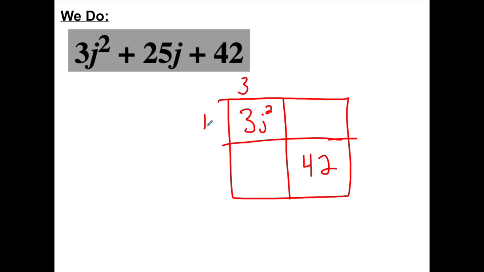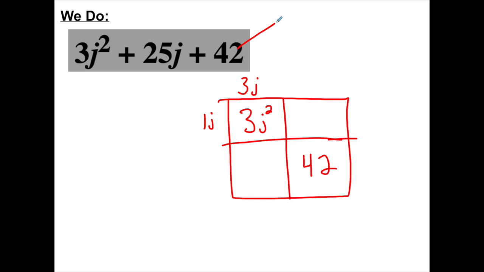3 and 1. And now how do I get j squared, rather? J and j. So I need to have a 3j and a 1j, so I get 3j squared. Now I need to find the factors of what?